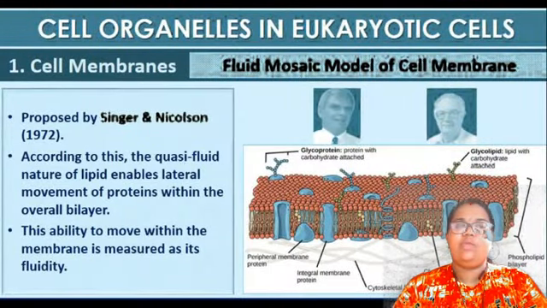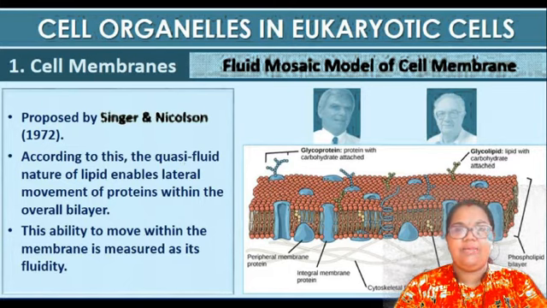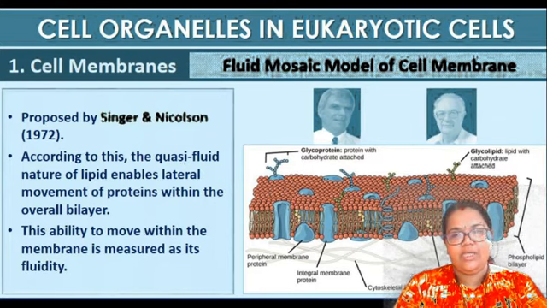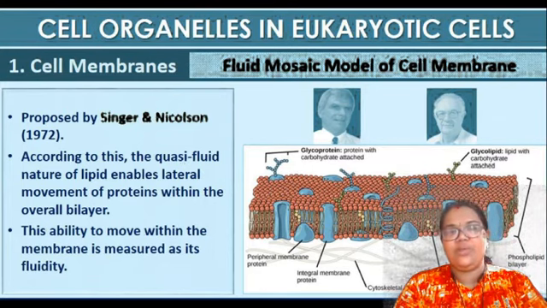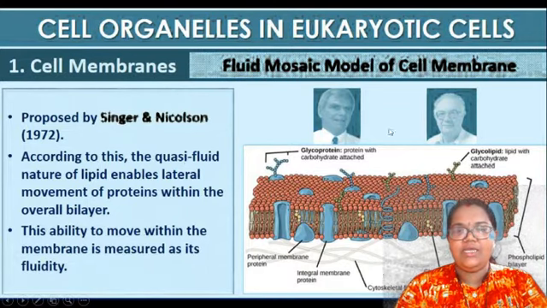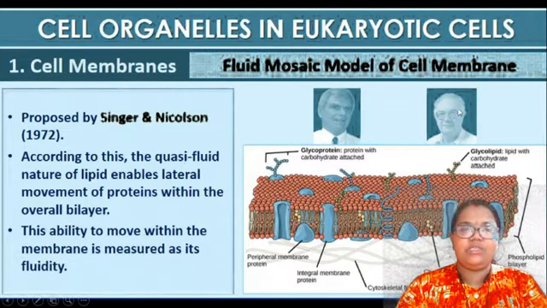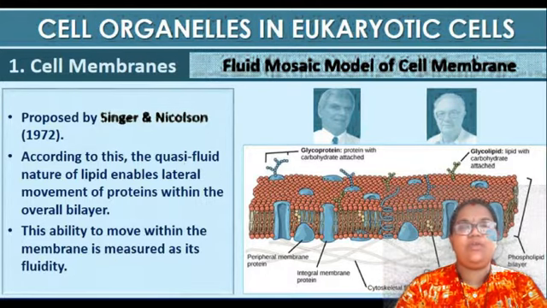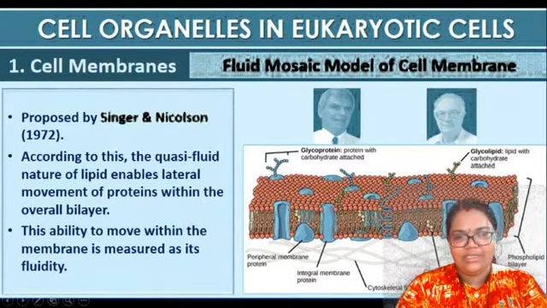Right. Now, what is the structure of the cell membrane? I told you there are so many models, but the most accepted model is the Singer and Nicolson fluid mosaic model. The fluid mosaic model was proposed by Singer and Nicolson. These are the two scientists you can see here. They proposed this model in 1972, and it is the most accepted model. They proposed a quasi-fluid or semi-fluid nature of the phospholipid layer. The same you can see here.